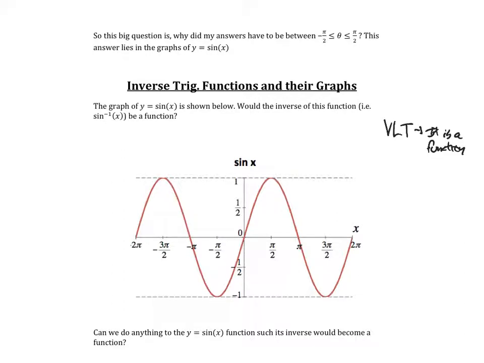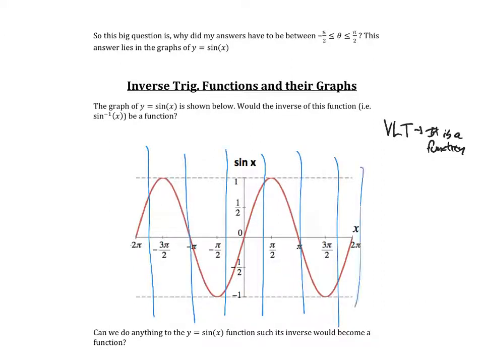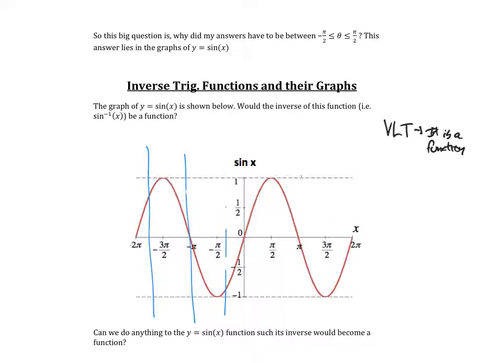So let's take a look at sine of x. Does it pass the vertical line test? If I draw a vertical line through the graph of sine of x, at any point does it hit the graph twice? It does not, which means it passes the vertical line test, which means it is a function. So sine of x clearly is a function.